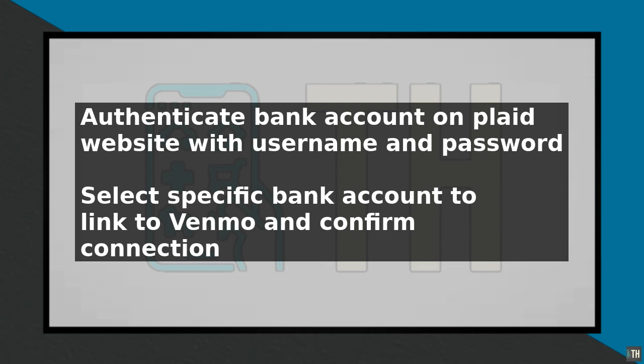After linking your bank account to Venmo using Plaid, you can use your bank account to make payments, transfer funds, and access financial information. To make a payment, navigate to the payment screen and select the option to pay with your bank account. Enter the payment amount and confirm the transaction.